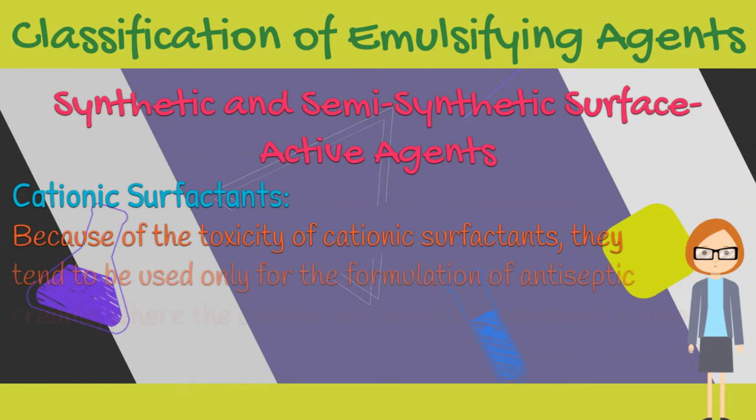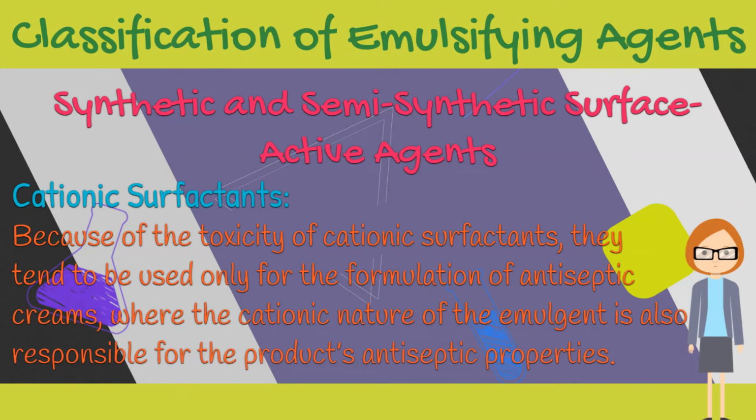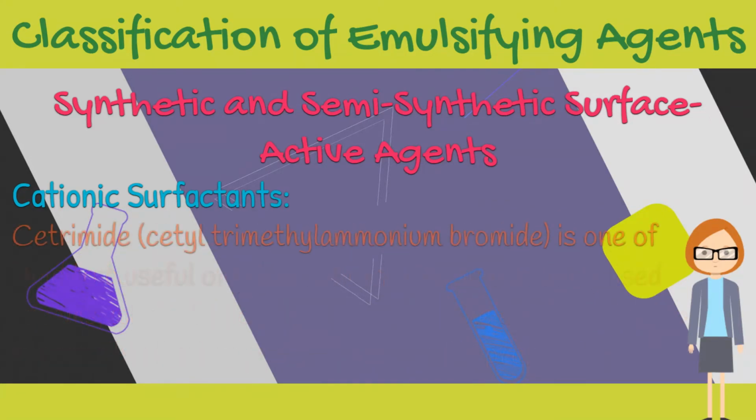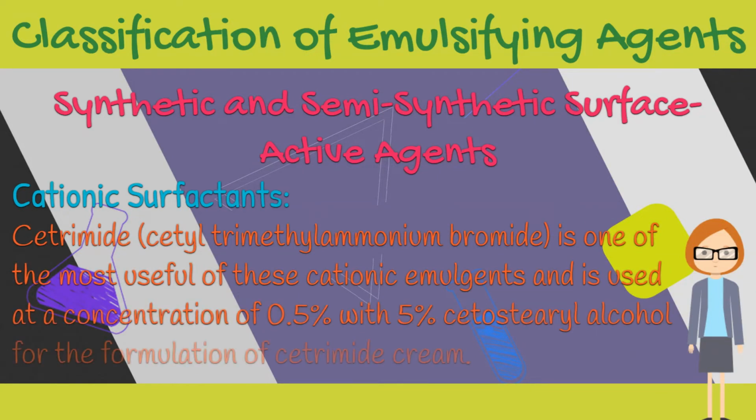Because of the toxicity of cationic surfactants, they tend to be used only for the formulation of antiseptic creams, where the cationic nature of the emulgent is also responsible for the product's antiseptic properties. Cetrimide, that is, cetyl trimethylammonium bromide, is one of the most useful of these cationic emulsifiers, and is used at a concentration of 0.5% with 5% cetostearyl alcohol for the formulation of cetrimide cream.